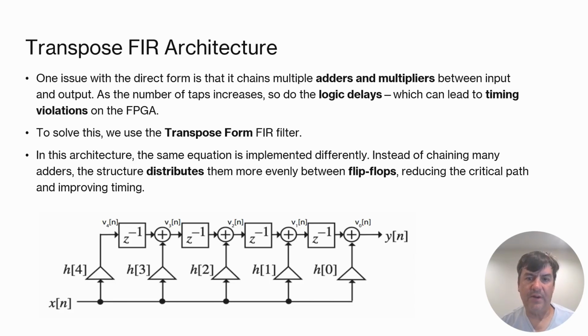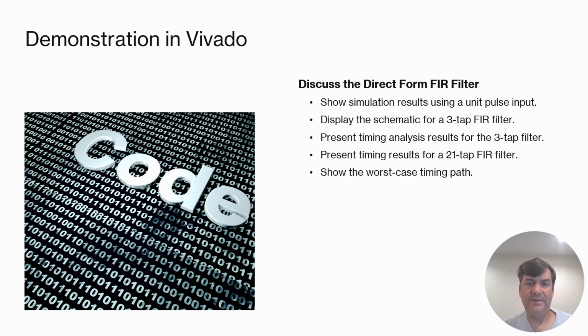One issue with the direct form is that it chains multiple adders and multipliers between input and output. As the number of taps increases, so do the logic delays, which can lead to timing violations on the FPGA. To solve this, we use the transpose form FIR filter. In this architecture, the same equation is implemented differently. Instead of chaining many adders, the structure distributes them more evenly between flip-flops, reducing the critical path and improving timing. Okay, that's the end of the refresher.